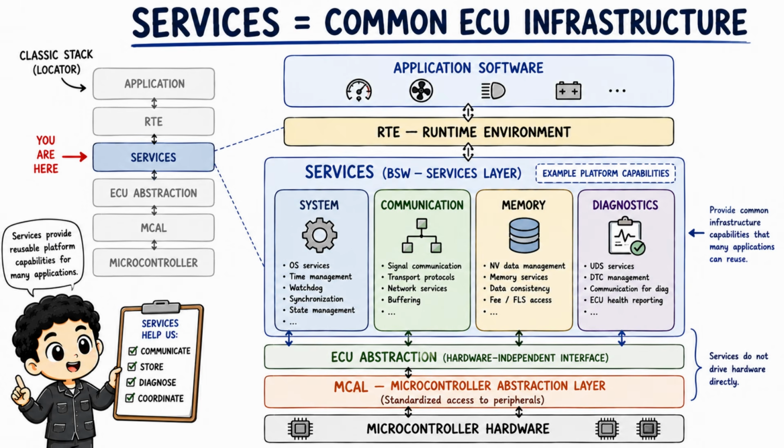The services layer is the upper part of basic software in the Classic mental map. It contains infrastructure such as system services, communication-related services, memory-related services, diagnostic functions, and other standardized platform capabilities. When an application ultimately needs something like communication, persistent storage, diagnostic handling, or operating system support, the required path is provided through configured AUTOSAR infrastructure rather than every application reinventing those capabilities. Services are therefore about common ECU-level software capabilities, not direct control of a transistor or motor.